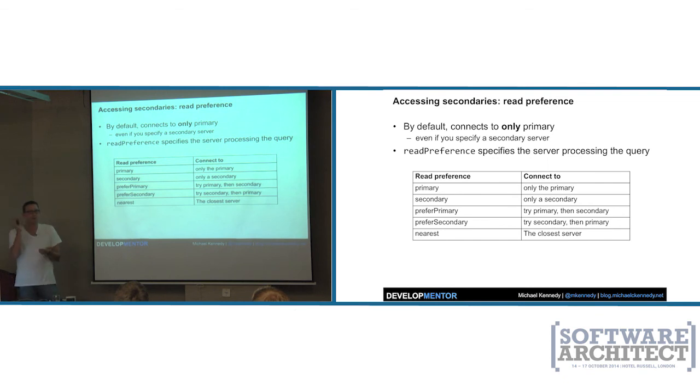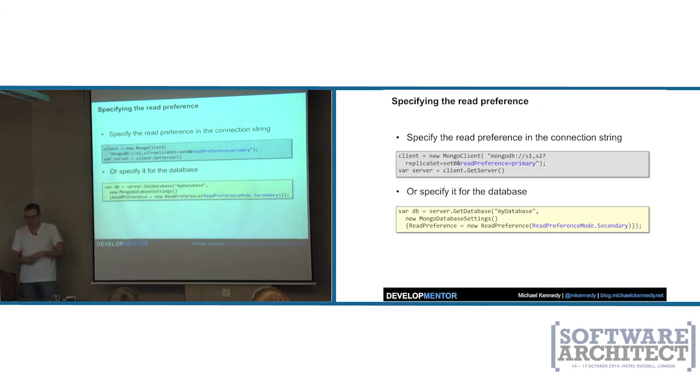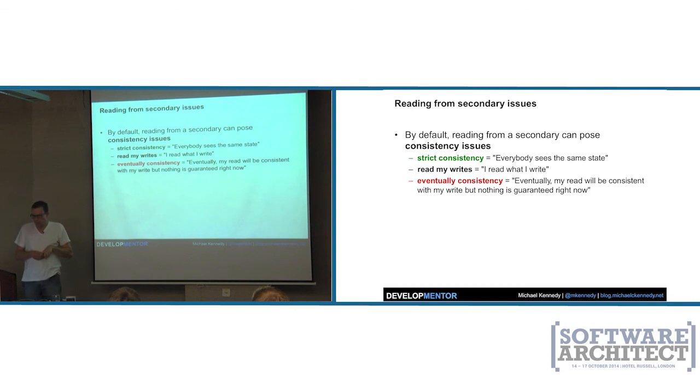So whatever one is the closest on the network in ping time, that's the one I'm going to talk to when you say this. So you can use it for geoscale. That's kind of interesting. You can do this on the connection string. You can do this on an individual database, all sorts of stuff. So by default, what you get is strong consistency or strict consistency, just like you get with SQL Server, and that's great.